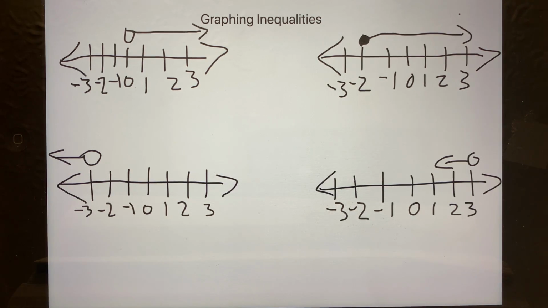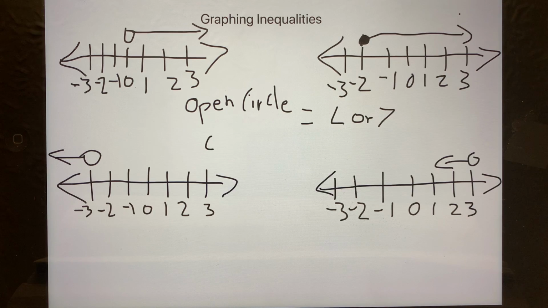If you want me to make a flashcard about this: whenever you have an open circle, this is the same thing as less than or greater than. When you have a closed circle, you have less than or equal to, or greater than or equal to. Notice the difference. When it's open, there is no equal to part on the bottom, but when it's closed, there is. I'll give you a quick second to write this down, and then I'm going to erase it.